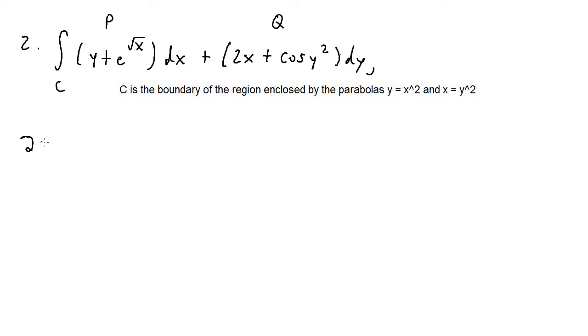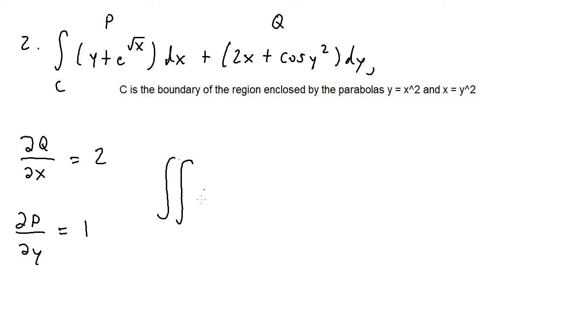So let's go ahead and find the partial derivative of Q with respect to x. So we partially derive this with respect to x. We'll just get the derivative of 2x is 2, and the derivative of cos(y²) is 0. And the partial derivative of P with respect to y, we derive this with respect to y, and we just get 1. So rewriting the double integral, we have the double integral of 2 minus 1, so that's just going to be 1. And let's go ahead and find the bounds of integration.